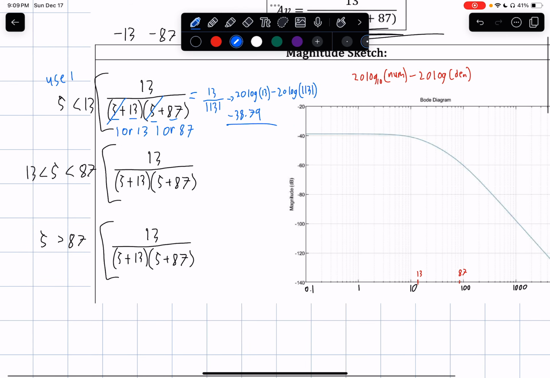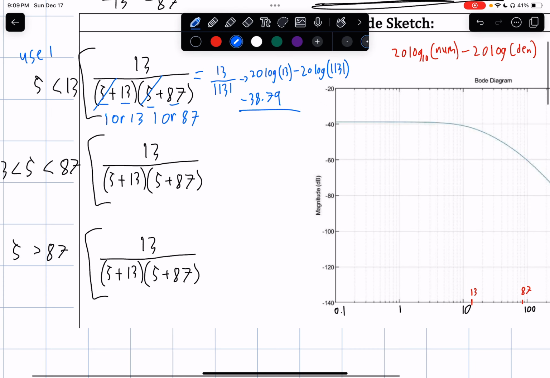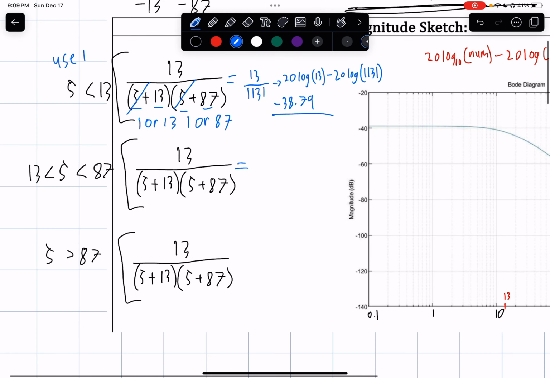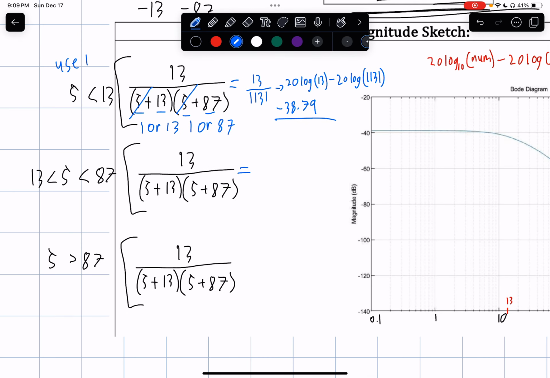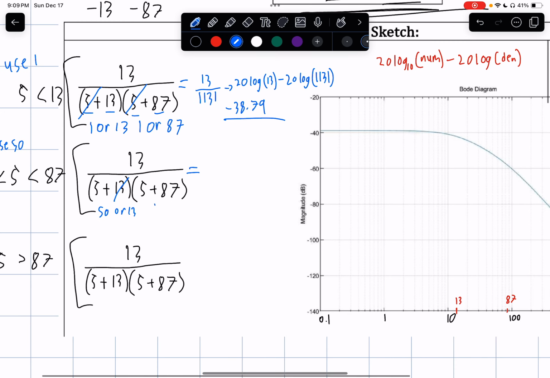Okay, so with that, we're going to step on to the next one. Now we're looking for a value between 13 and 87. Same thing as the first one, just pick any number. I'm going to pick 50. So we're going to compare 50 or 13. In this case, 50 is larger, so we'll cross that out. Same thing here, 50 or 87, and in this case, 87 is larger.